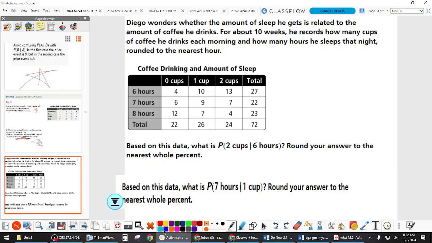So what's our category in this first one? 6 hours. And then probability of 2 cups is 13, so this is 13 out of 27. And then vegetable carbs is about 22. Alright, go ahead and do that one.